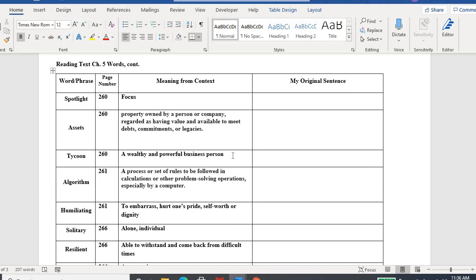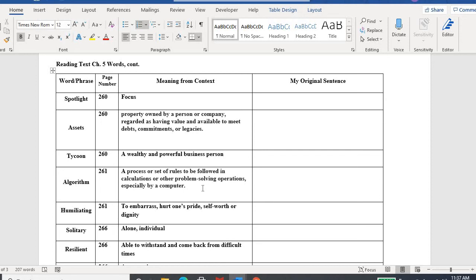Tycoon is a very wealthy and powerful business person. We could say that Jeff Bezos, who is stepping down soon, the CEO of Amazon, is a tycoon, a very powerful business person. Larry Page and Sergey Brin really are tycoons because even though they didn't start that way as business people, they now own one of the most powerful businesses in the world. So tycoon is a wealthy and powerful business person.